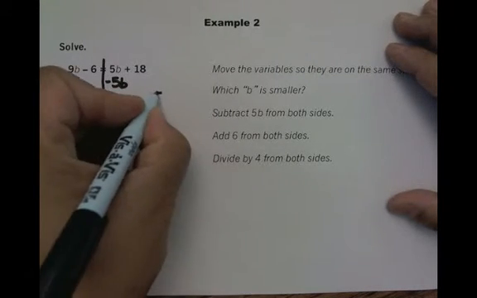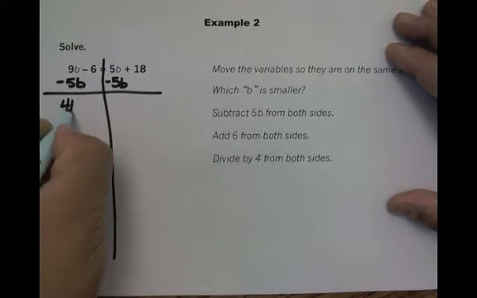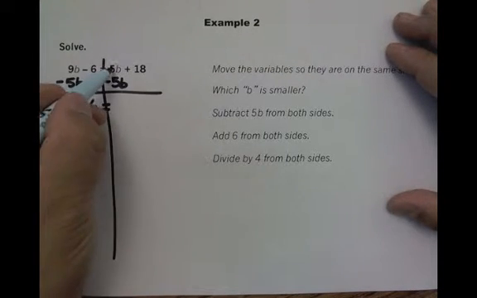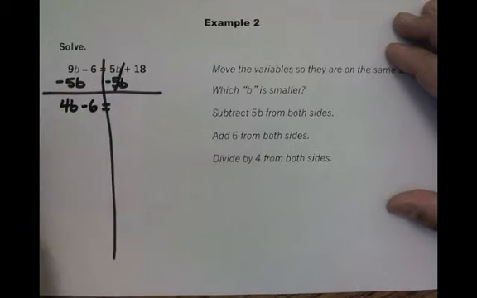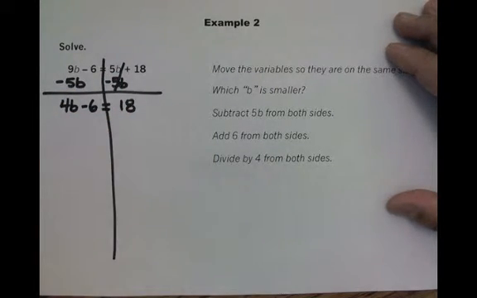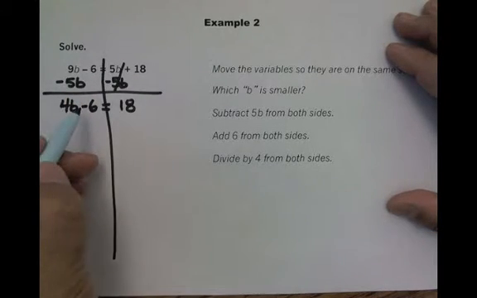Whatever I do on one side, I have to do on the other side. 9b minus 5b is 4b. Bring down the negative 6, or subtract 6. 5b minus 5b cancels out, or is 0. And then I could just bring down the 18. Alright. Cover up the b. I have to get rid of the 4 or the subtract 6. The subtract 6 is lonelier, so I'm going to get rid of that one first.